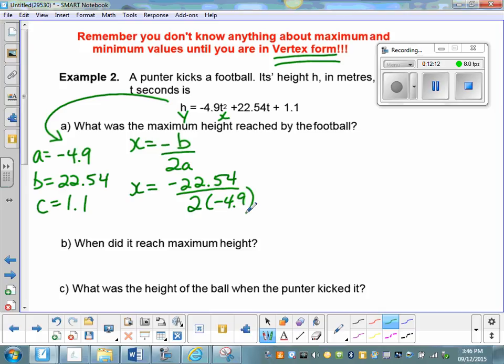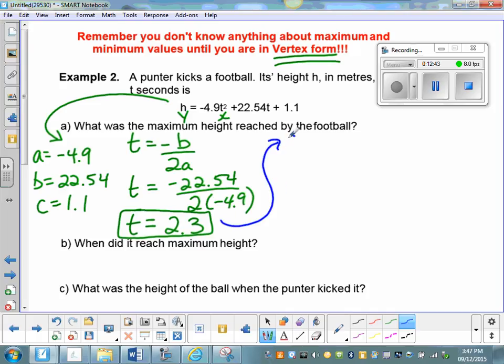And I should correct myself here, because remember that x in this equation is not x, it's actually t. So I'm just going to fix that right now. So that needs to be t that we're finding here. So when we calculate this, we get t is 2.3. So we've got the t part of the vertex. Now we need to sub in t equals 2.3, and we'll be able to figure out what the height is equal to.